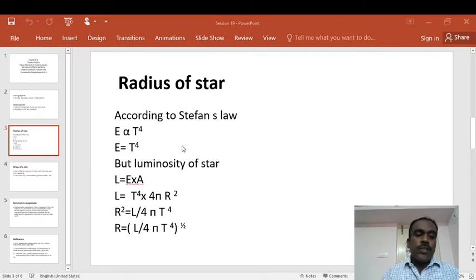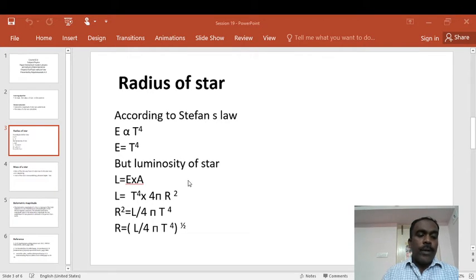The luminosity is the total amount of energy radiated per second from the entire surface of the star, E into A, that is sigma T to the power of 4 into 4 pi r square. So what is R? R square is equal to L by 4 pi sigma T to the power of 4.